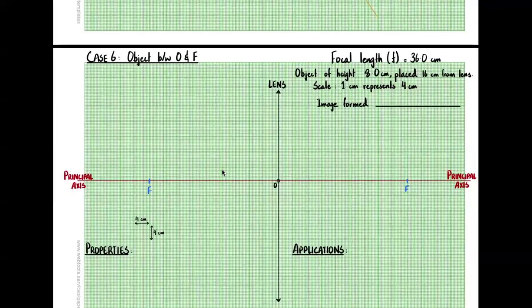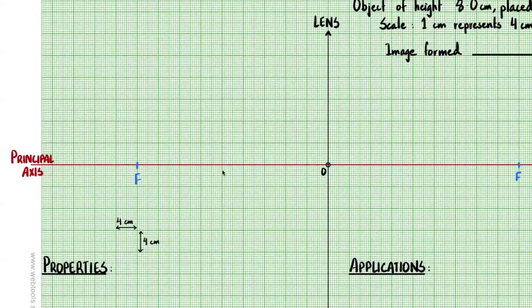With this done, object of height 8 centimeters, placed 16 centimeters from the lens. So 16 centimeters means 4 boxes. So it's somewhere here. 1 2 3 4, and the height is 8 centimeters, so it's only 2 boxes high. And now I need to complete this drawing.